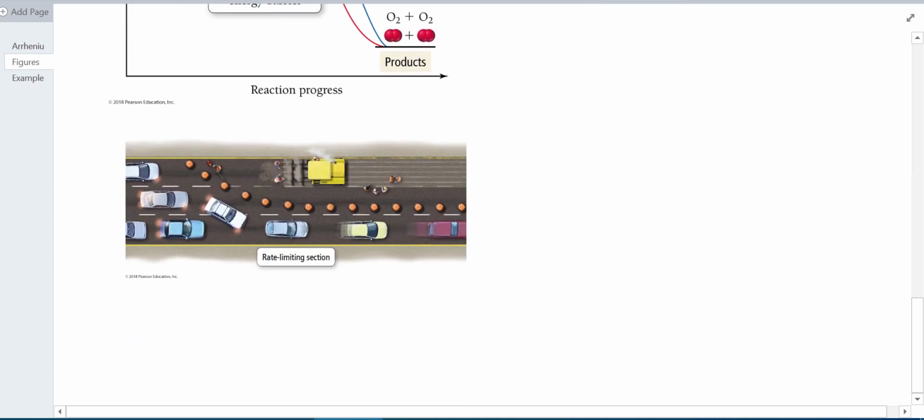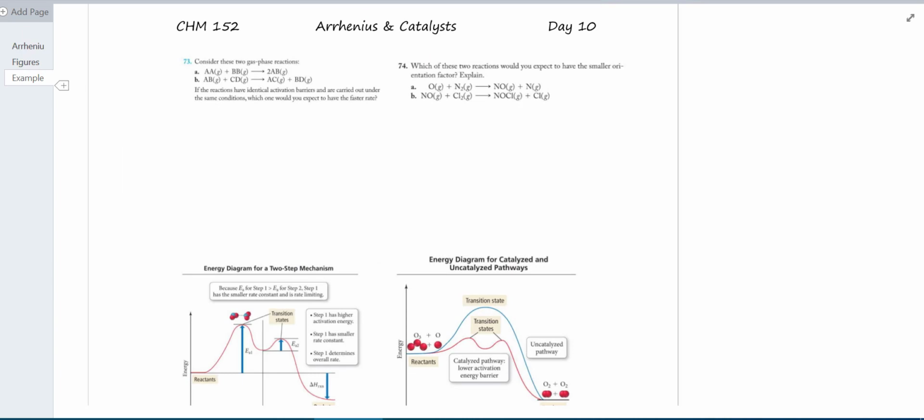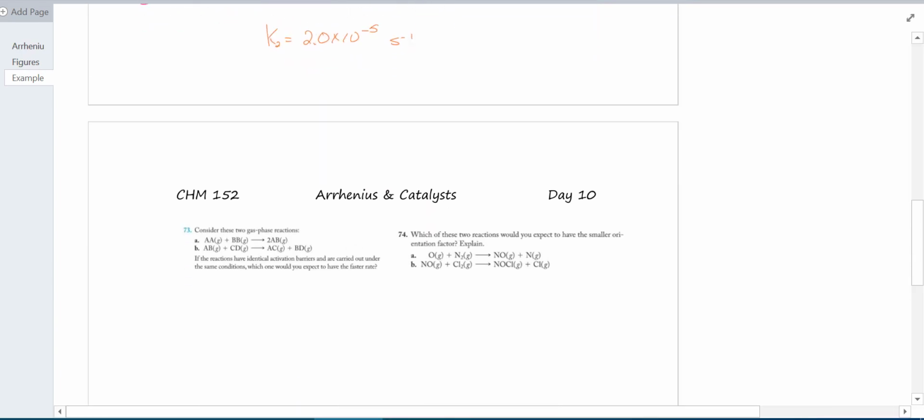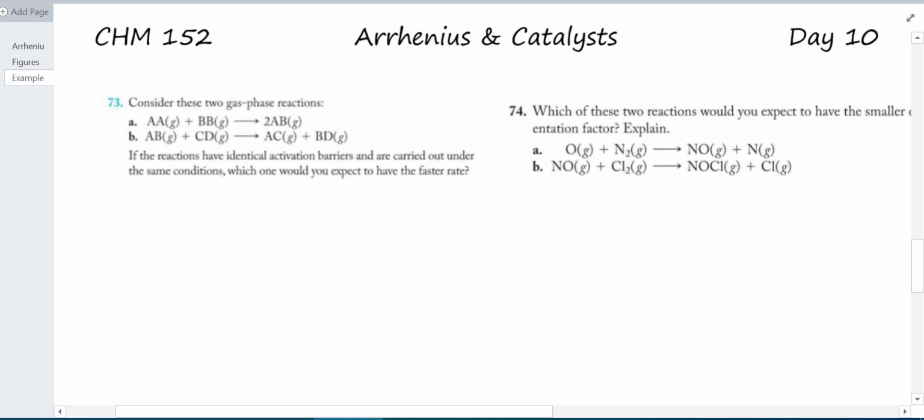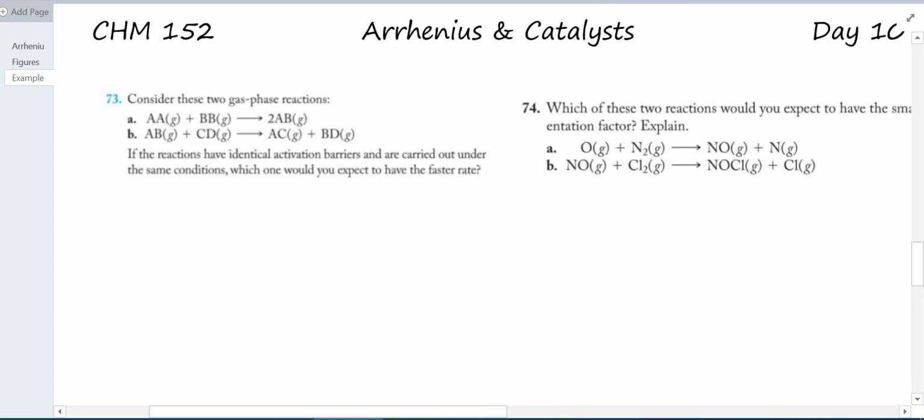There is a problem. So let's do some problems now to finish up this chapter. Alright, so we'll start with 73 and then 74 and then move on from there. 73 says consider these two gas phase reactions. It says if the reactions have identical activation barriers, that means EA is the same, and they're carried out under the same conditions, which would you expect to have a faster rate?